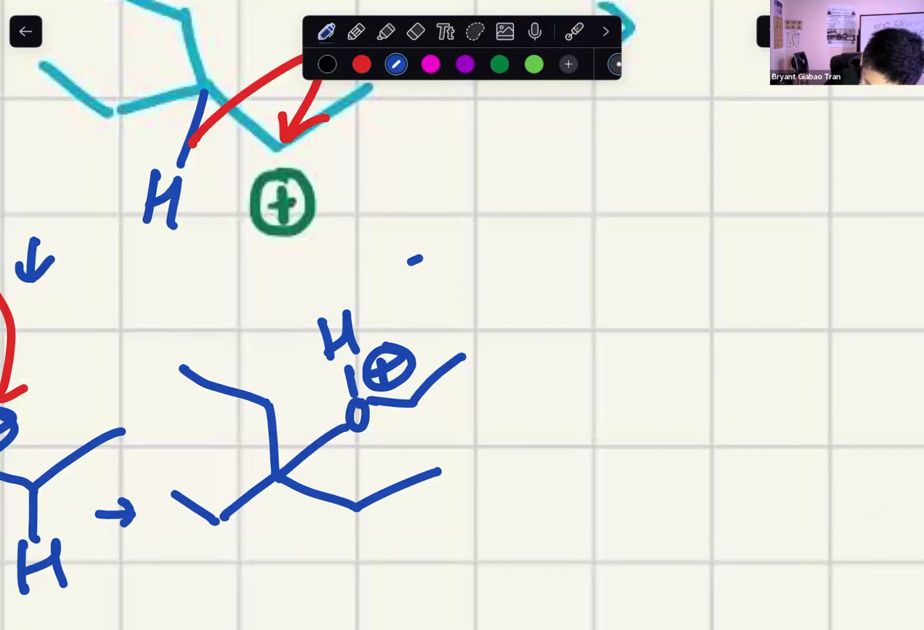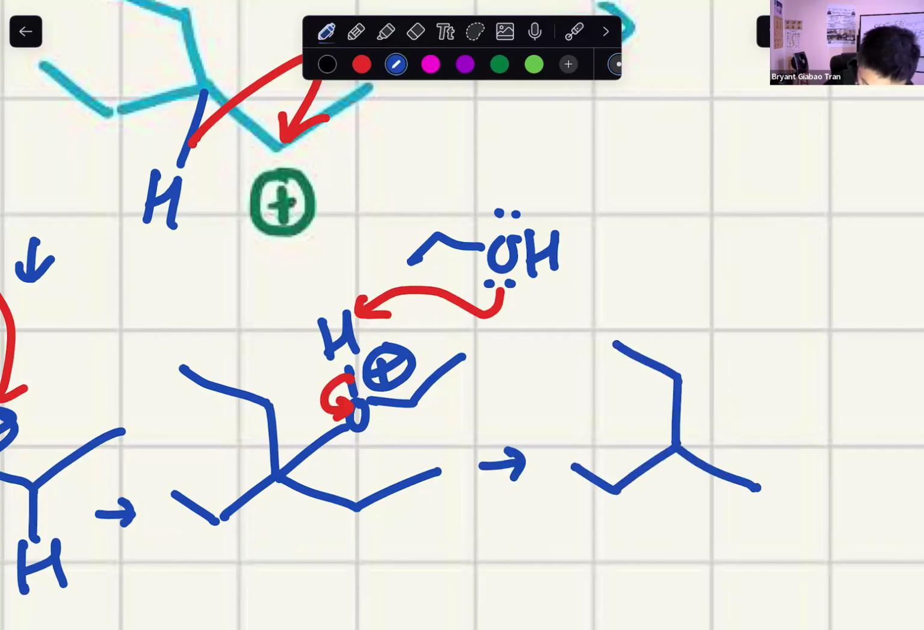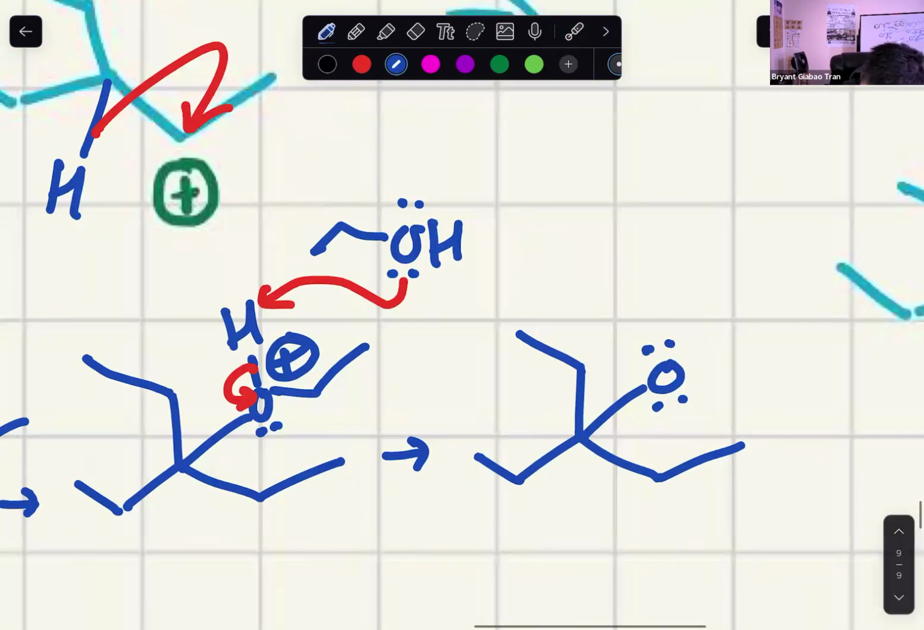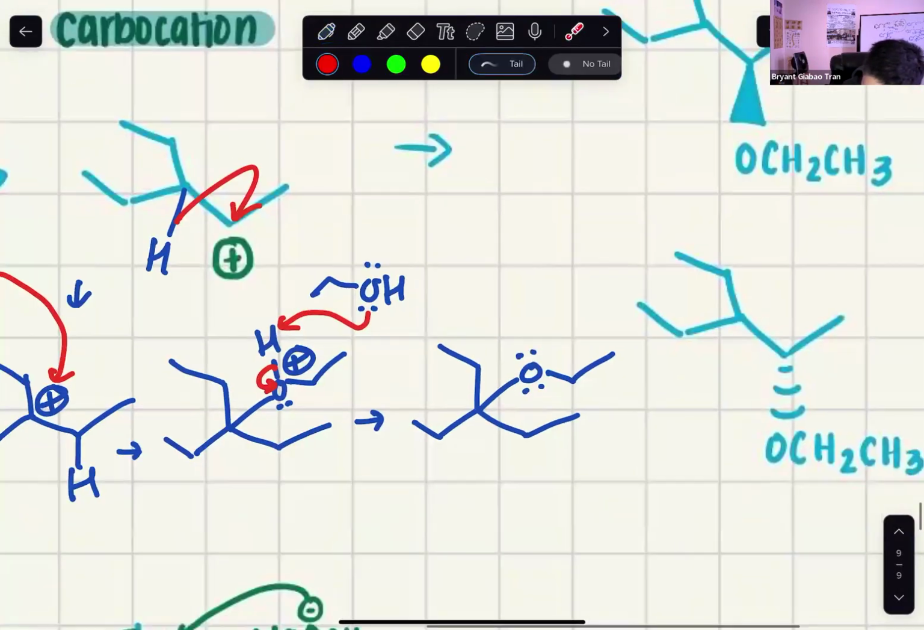The last step of this mechanism is to get rid of that positive charge, make it neutral. Right, by using another alcohol as a base to come in and deprotonate it, like grabbing the hydrogen of that oxygen, and the 2 electrons from this bond here is going to break and go onto the oxygen right there, giving it an extra pair of electrons and making it neutral. Final answer here, the OCH2CH3, like that, which is this OCH2CH3.